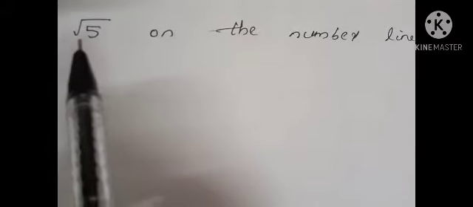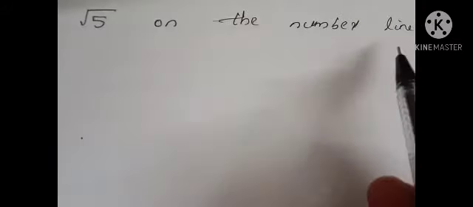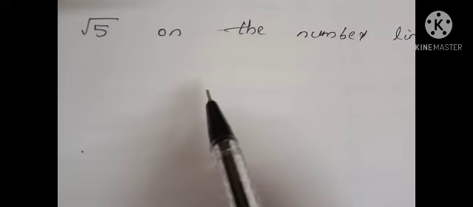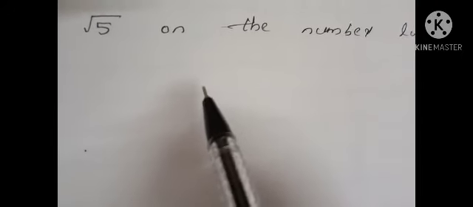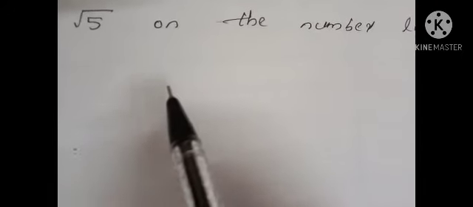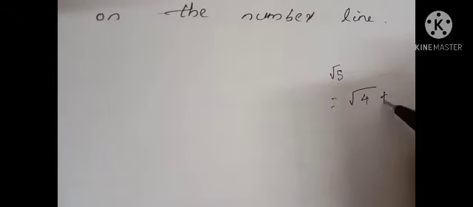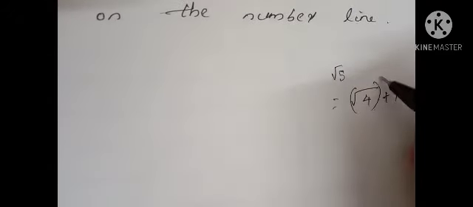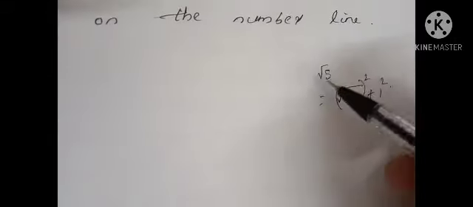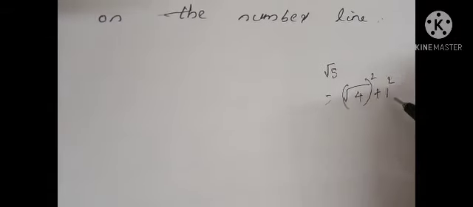In the last session, we already discussed how to locate the numbers root 2, root 3, root 4, etc. by the square root spiral method. Now we are going to discuss how to locate root 5 on the number line. In that method, first we have to draw root 2, then root 3, then root 4, then root 5. But here root 5 we can write as root 4 square plus 1 square, right? Root 5 equals root 4 square plus 1 square.